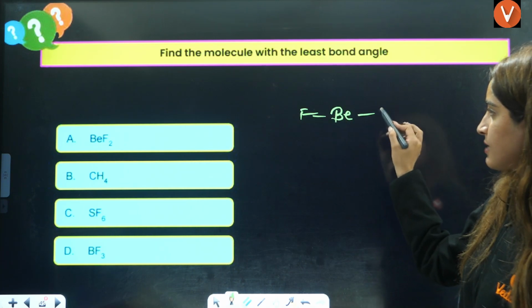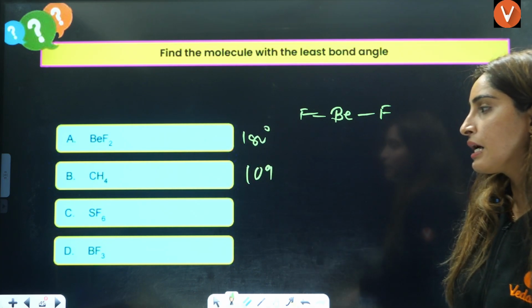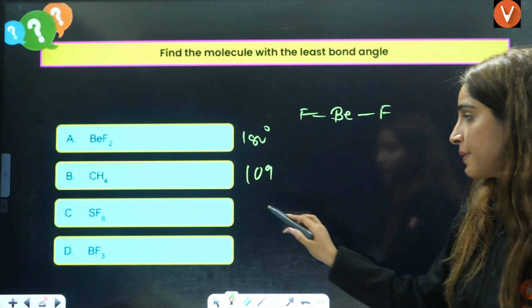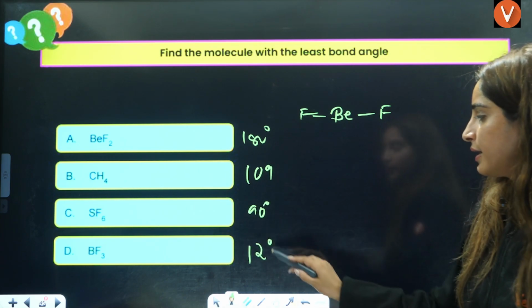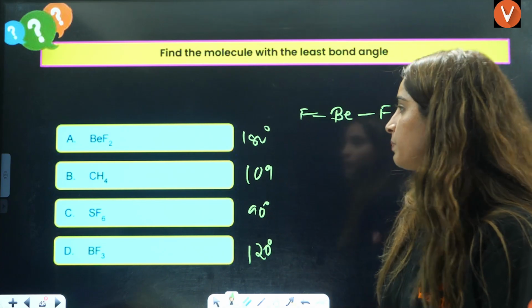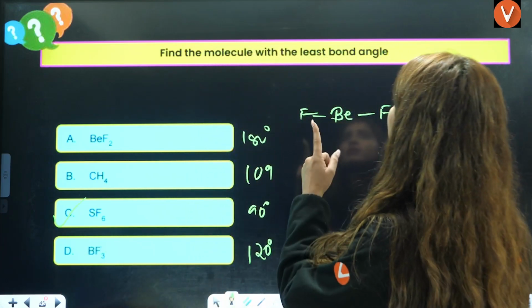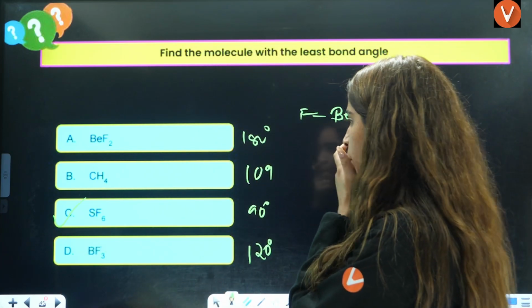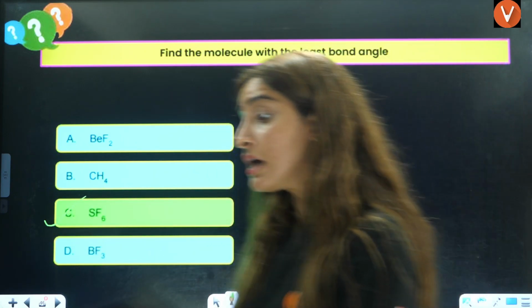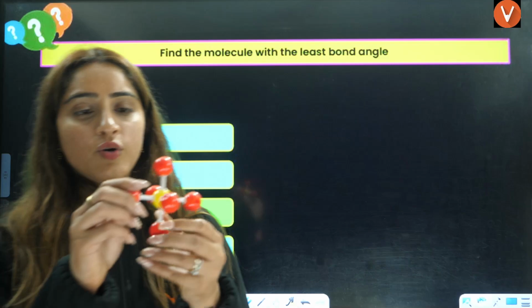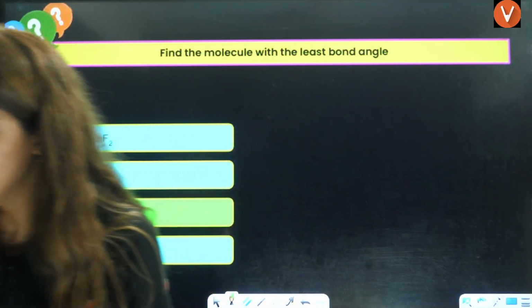This is F, this is F, right? So here the angle is 180 degrees. CH4, the angle is 109. SF6, that is the octahedral shape. Here the angle will be 90 degrees with each other. BF3 angle is 120 degrees, right? Because it is trigonal planar. So they are saying find the molecule with the least bond angle. Least bond angle is going to be SF6. So the answer is going to be C, because in SF6 you have 90 degree angles, no? 90 degree, 90 degree. There are also 180 degree angles, but there is also a 90 degree angle, right?